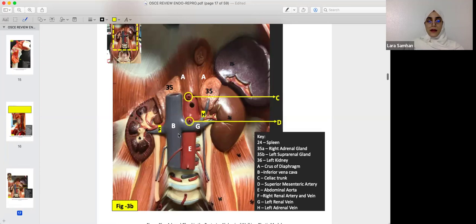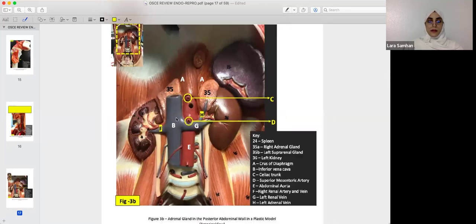So as we said, this is the abdominal aorta, letter E. And what else do we need to know? So this letter E, which is the abdominal aorta, gives many branches. One of which we have in here, letter C, is basically the celiac trunk, and letter D is basically the superior mesenteric artery that will supply the GI tract. Okay, so this is it in regard to this image.